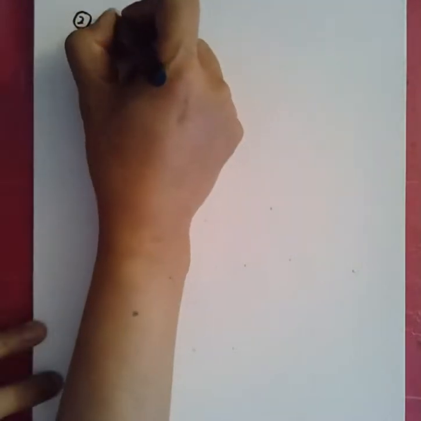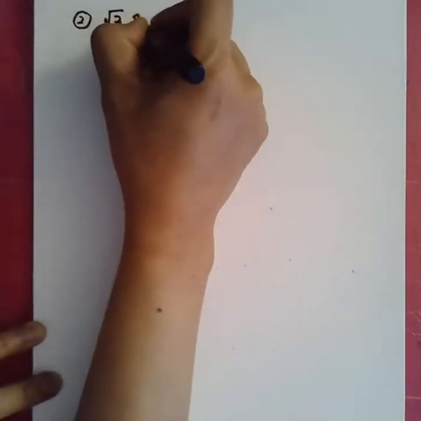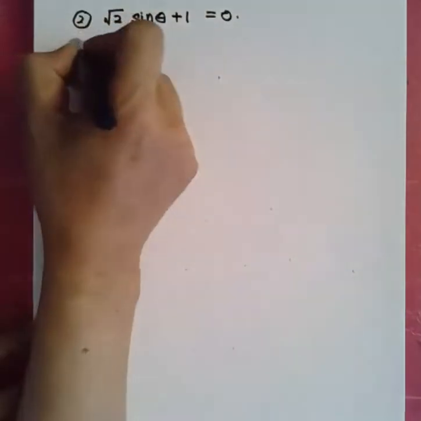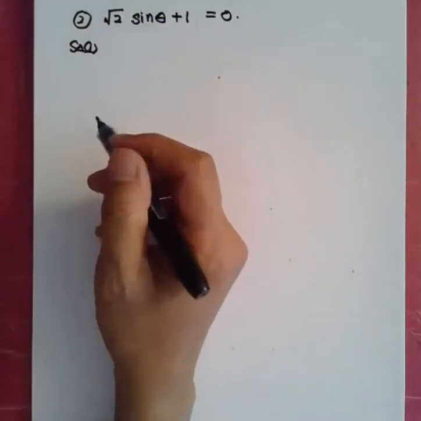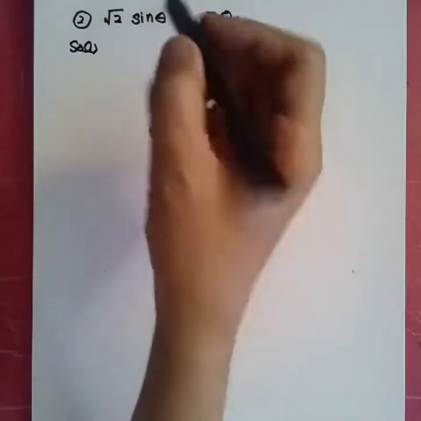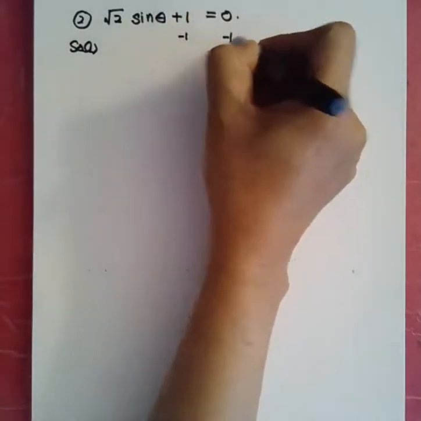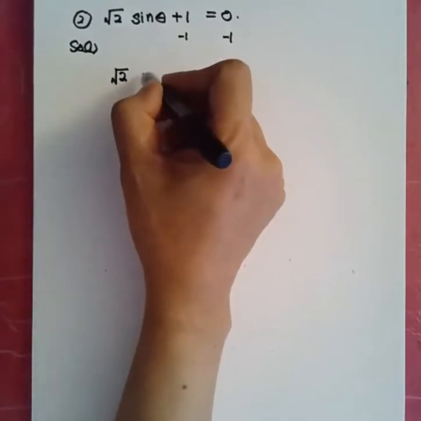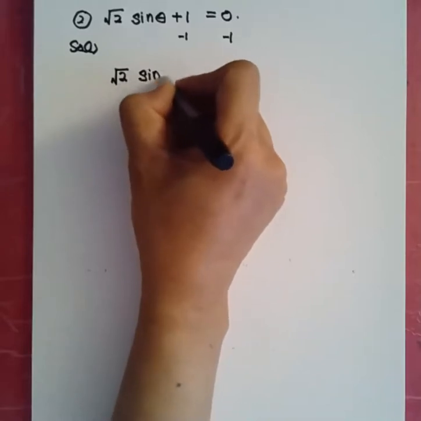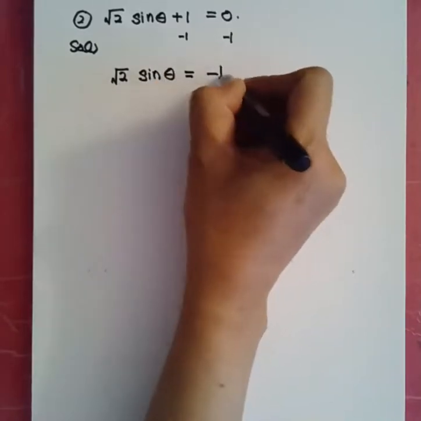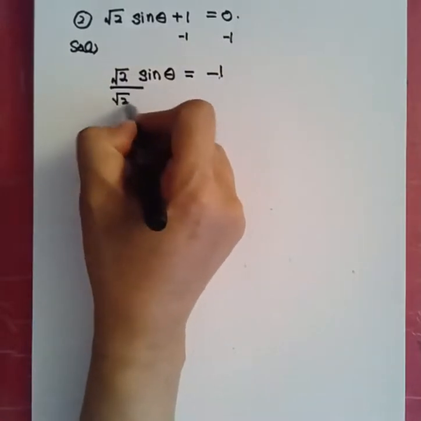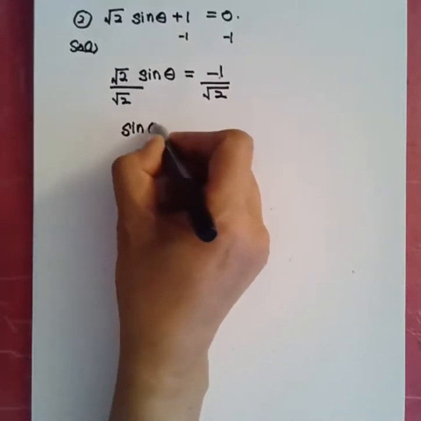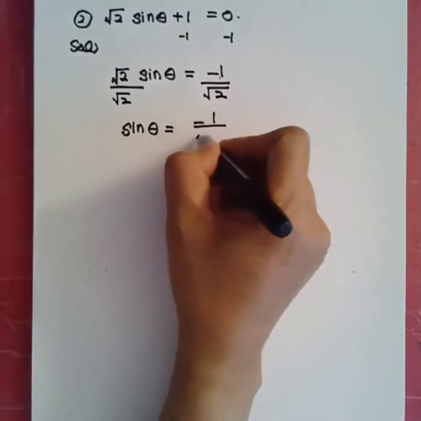This time, the problem is square root of 2 sine of theta plus 1 equals 0. Let's get sine of theta by itself on the left side. To do that, we will subtract 1 on both sides. Then on the left side, we have square root of 2 times sine of theta equals minus 1. Then we divide by square root of 2 on both sides. So sine of theta equals minus 1 over square root of 2.